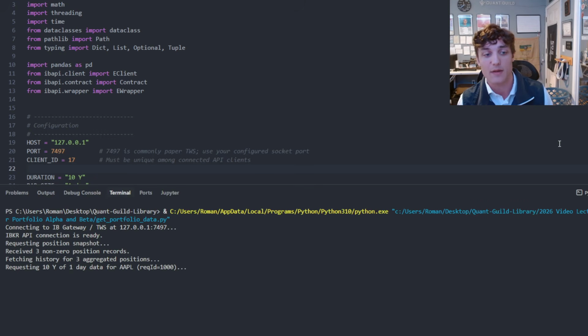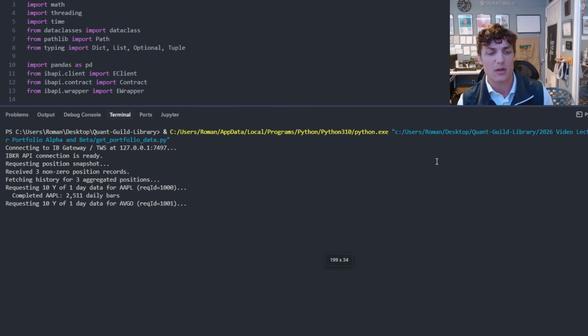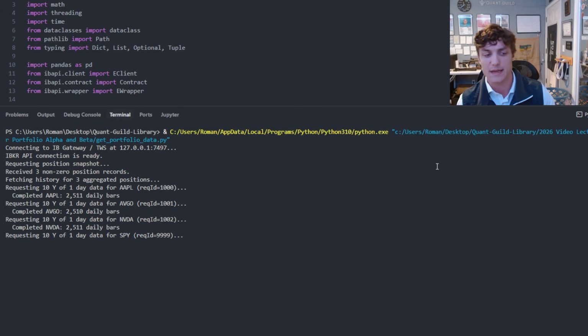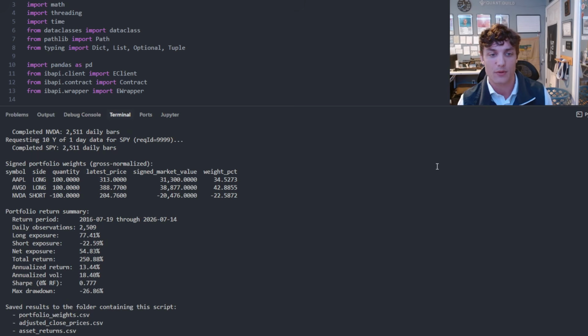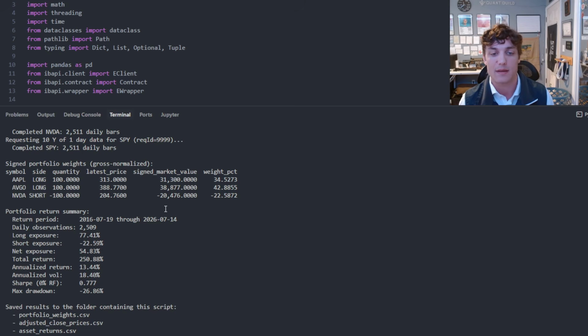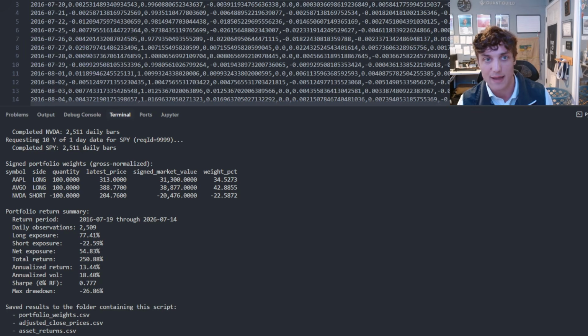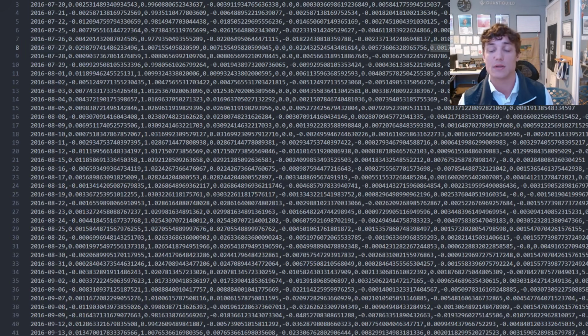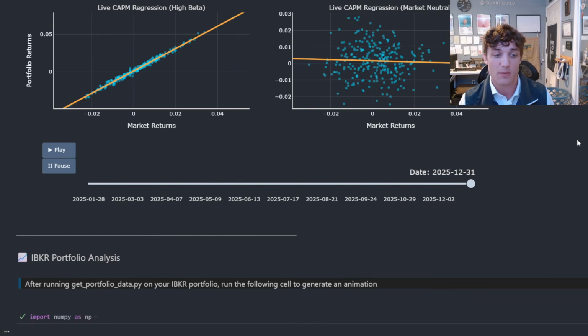So I'm going to go ahead and run this, and it is going to give me a whole bunch of CSV files. It'll give me adjusted close prices, asset returns, and the overall portfolio returns. So you can see here it got my Apple, AVGO, and Nvidia positions. It knows it's long, long, and short. It also has the quantity, and it's going to apply that and the overall weight in our portfolio to the portfolio returns, which we are going to then have as a CSV. You'll also notice it is going to query the SPY ETF return. That's going to be our proxy for market beta. Then once you have this CSV file, you're going to be ready to go over to the Jupyter Notebook for the portfolio analysis.